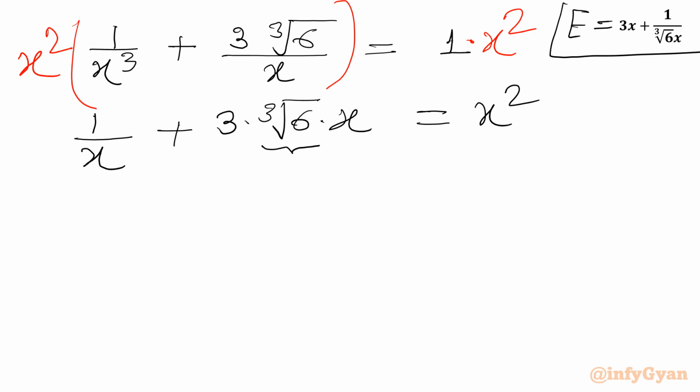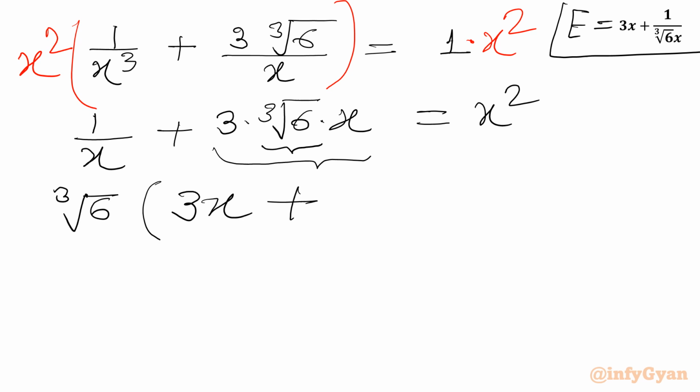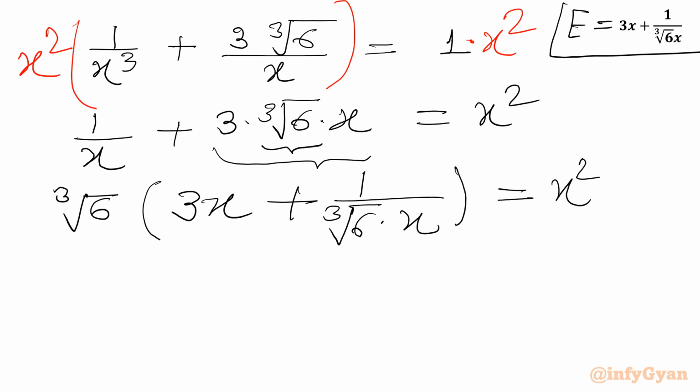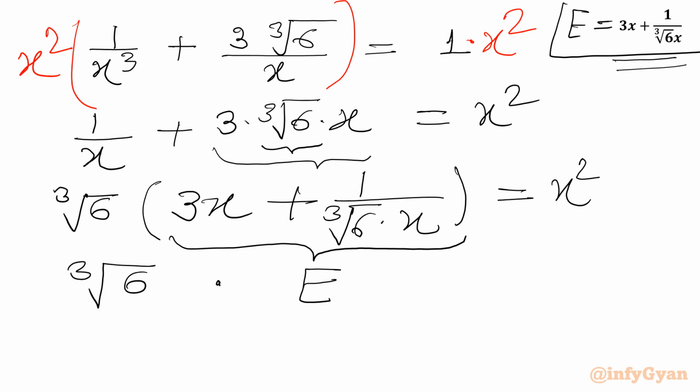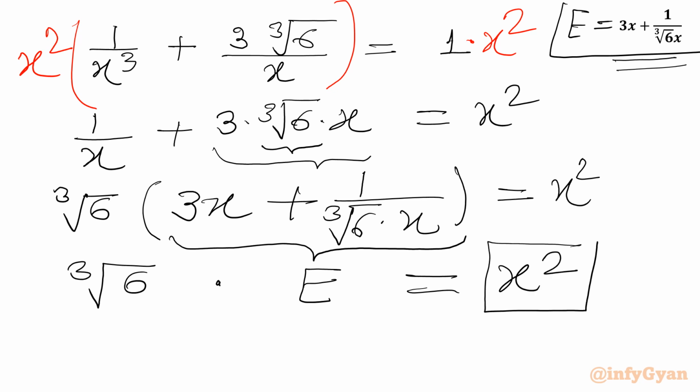Now I will take cube root 6 common out. So cube root 6 is common. In the bracket, I will write this term first: 3x will be there plus 1 over cube root 6 times x, equal to x square. Now you can see this bracket is our required expression E. So finally we have cube root 6 times E equal to x square. So we have to calculate x square first, then we will divide by cube root 6 to get E.